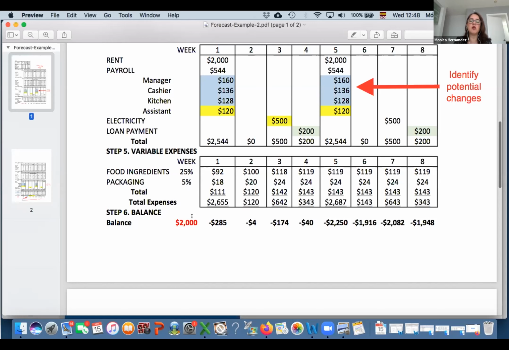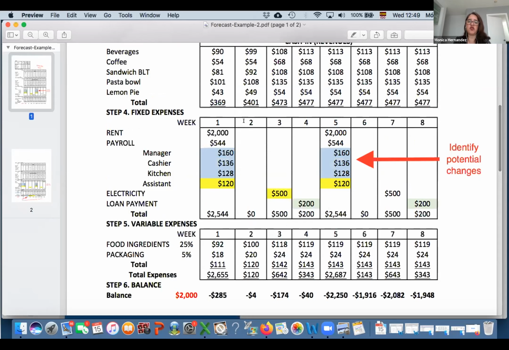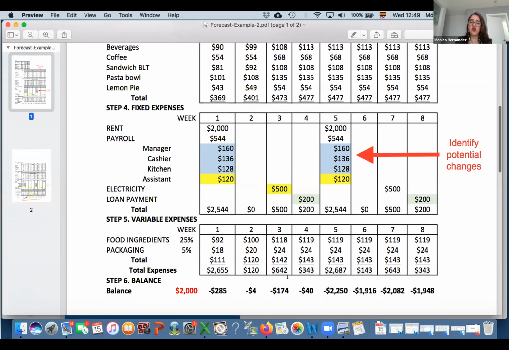In this example, we have a beginning balance of 2,000. So considering that balance plus the cash in that you get, which was 369, minus the total expenses, which is 2,655, the end balance of that week is minus 285. Following that same logic, you do it for all the weeks. Okay, so this is the first stage.